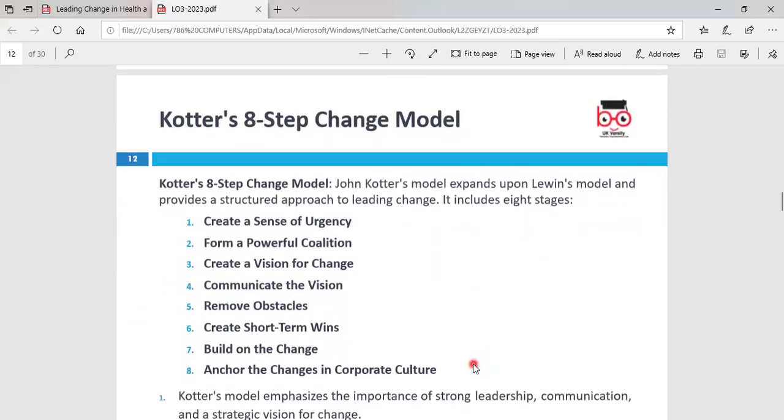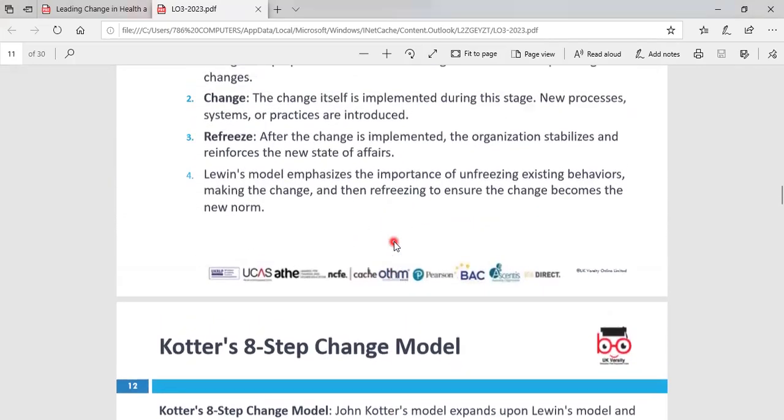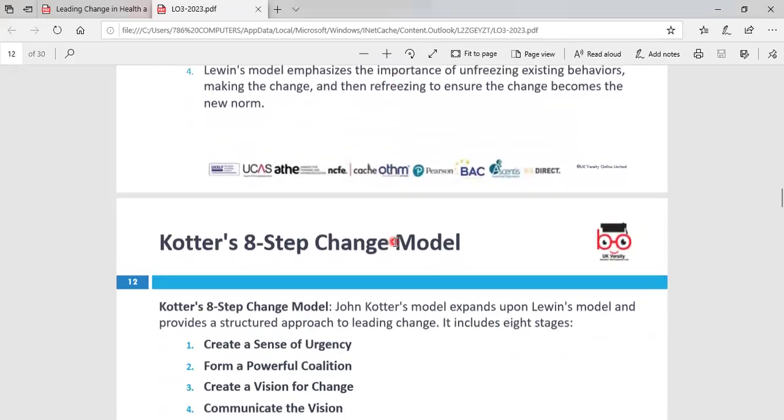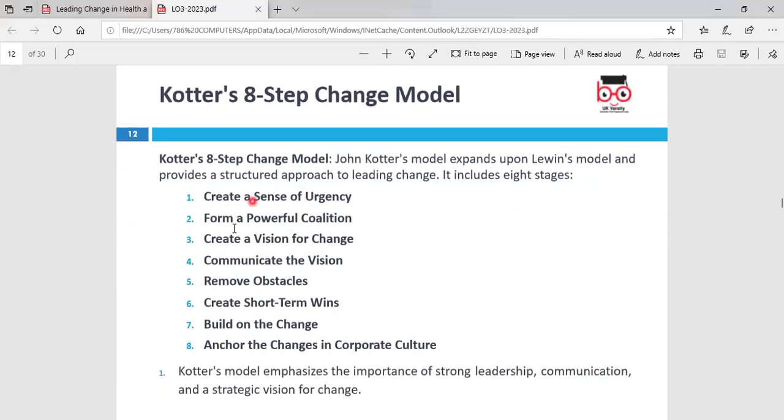You have Kotter's 8-step change model. It expands upon Lewin's model and provides a structured approach to leading change. It includes 8 stages. Again, think about the three stages of Lewin's model: unfreezing, change, and then refreezing. So first, you're creating a sense of urgency.